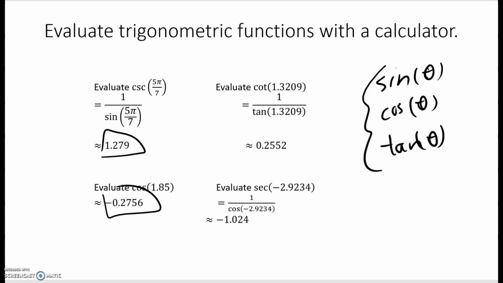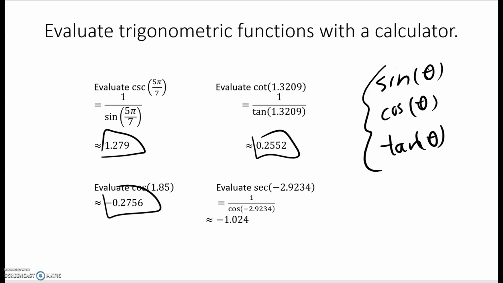Cotangent, the same thing. We don't have cotangent, but we do have tangent. And again, I don't have a degree symbol here, so that's got to be in radians. So I'm going to do 1 over tangent of that same number, which will give me cotangent because they're reciprocals of each other. What you should be getting is 0.2552 for cotangent of 1.3209.